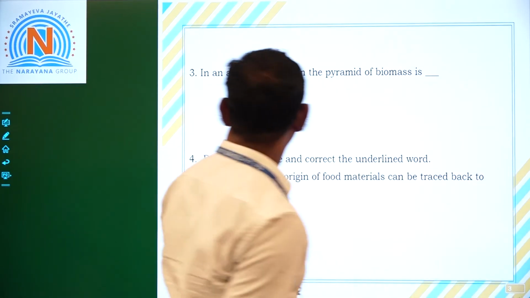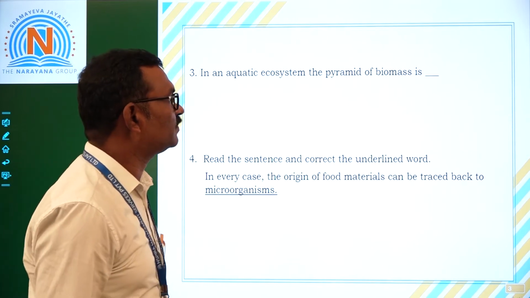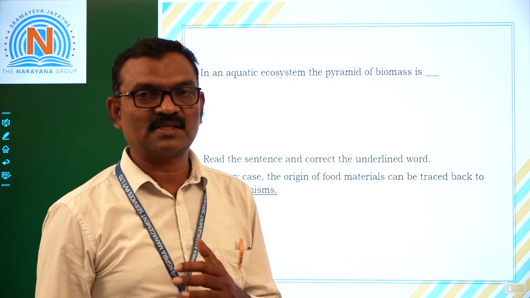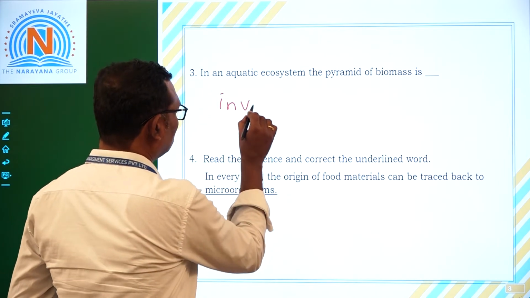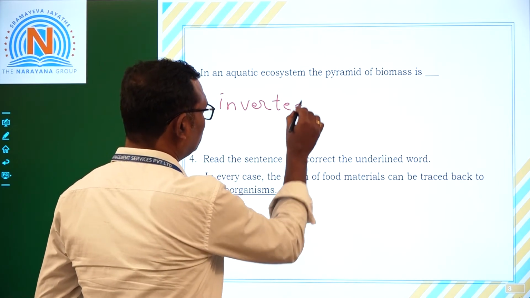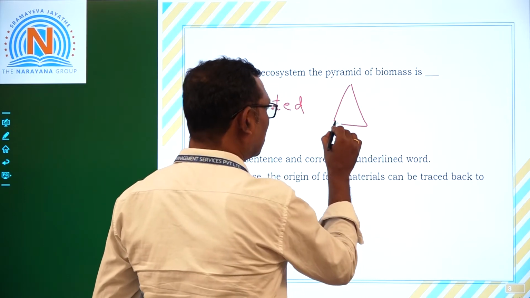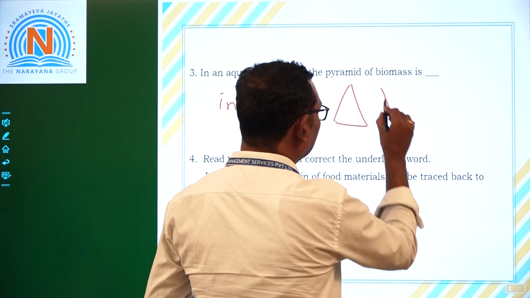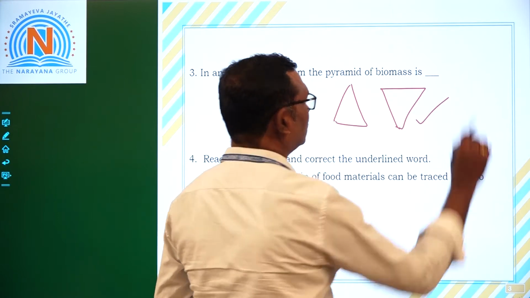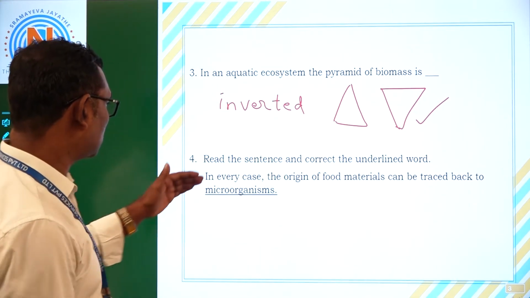Okay. Yes. Next question. In an aquatic ecosystem, the pyramid of biomass is always inverted. Okay. Pyramid of biomass is inverted. Inverted means actually the pyramid is like this, but the pyramid of an aquatic ecosystem will be like this, inverted. This one is the correct. Okay, right.